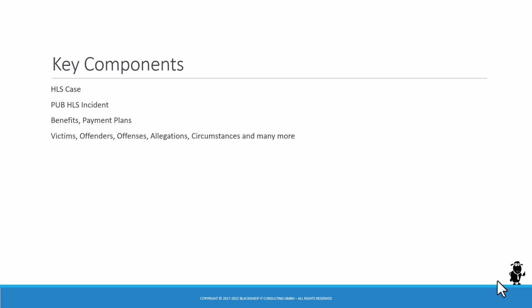You'll be working with components that maybe you've never seen before. HLS case, PUB HLS incident, benefits, benefit plans, payment profiles, victims, offenders, offenses, allegations, circumstances, and many, many more, such as leads and evidence, which sound like you know what they are, but they're not the same things as you maybe saw in a private sector environment. So once again, we want you to be comfortable with the fact that Siebel Public Sector has a very different way of working.